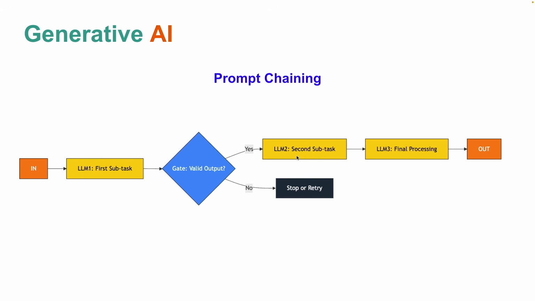to the LLM2. Again, over here you can have the gate, right, which may validate the output. But if you don't want to validate the output, you can simply send the output of the LLM2 to the input of the LLM3. And here it may be the final processing, and then you will get the output of your task. Over here, we are just explaining the concept.